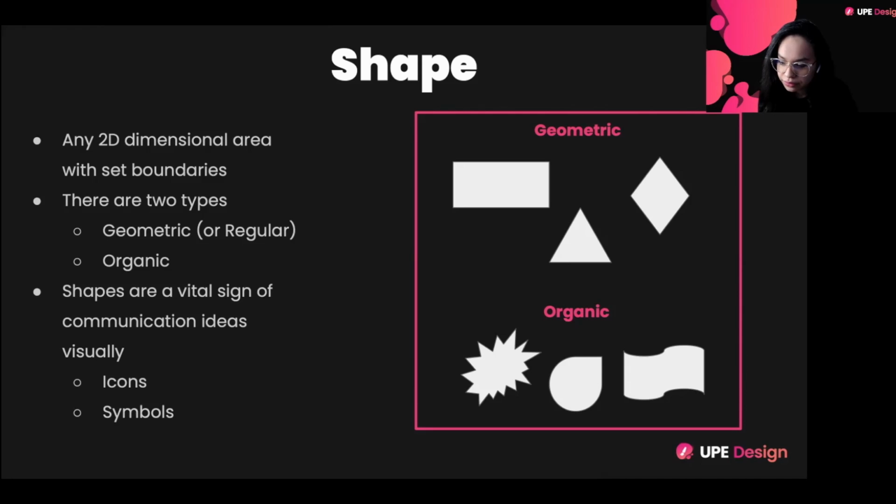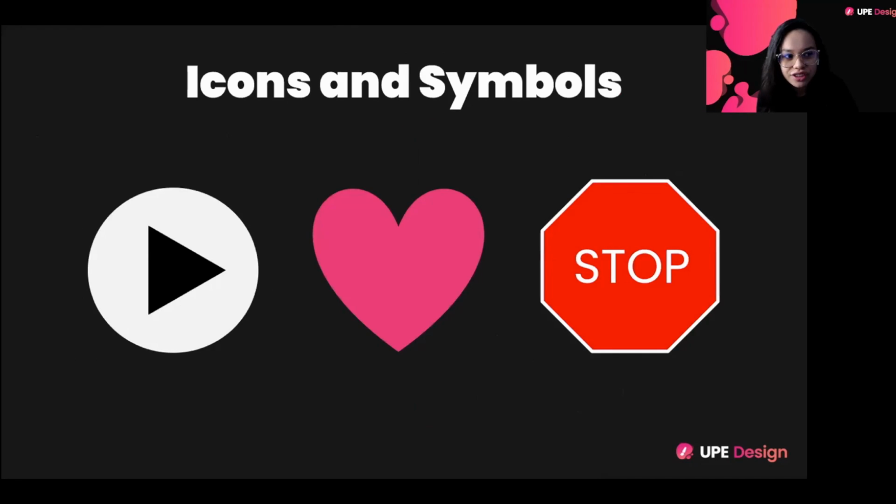Organic shapes are more like free draws. These are shapes that don't follow a set boundary because they're custom made, basically. So shapes are a vital sign of communication ideas for visuals. You see them everywhere. There are also icons and symbols that are made out of basic shapes. So these are just a few examples. The play button consists of a circle and a triangle. You all know what a heart stands for. Stop sign is an octagon.